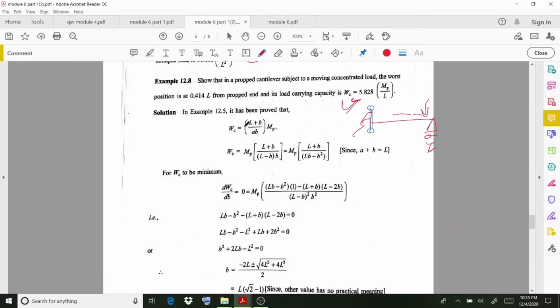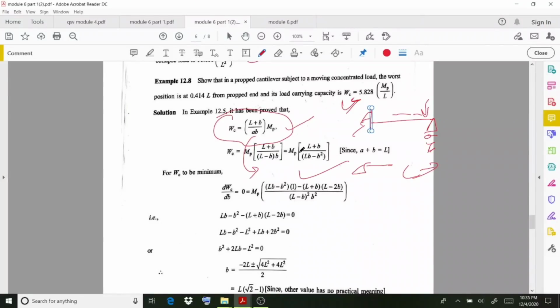And you know the equation we already derived in the last class, Wc equals (L plus B) by AB multiplied by MP, the collapse load equation. If you rearrange those values, let us take the total distance as L, and substitute A as L minus B, you can write down the equation in this way, isn't it?